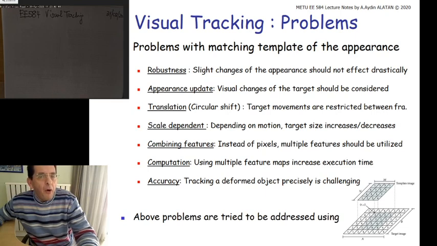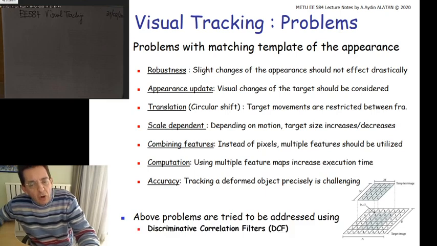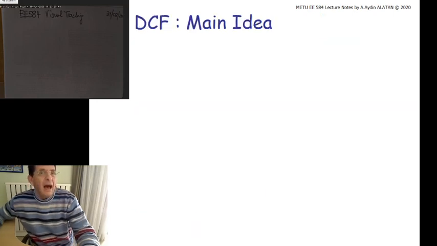Now, the above problems have been addressed with different techniques in the literature, but there is one group of algorithms called discriminative correlation filters, in short DCF. Those DCF and the family of filters, over the years, have attacked these problems one by one and tried to solve all of them up to a point. Okay, let's see how these things work.